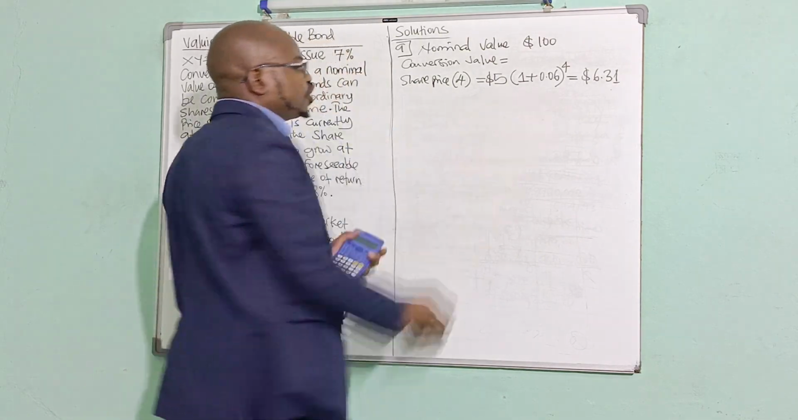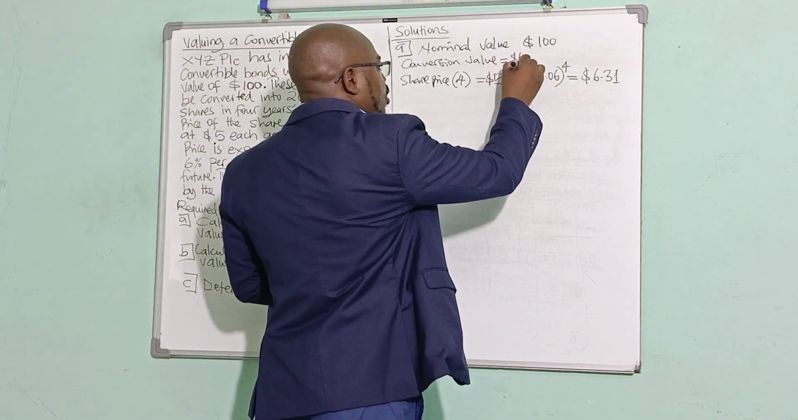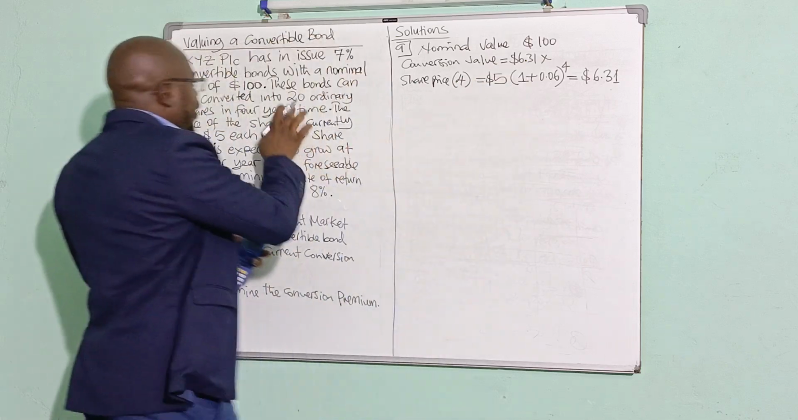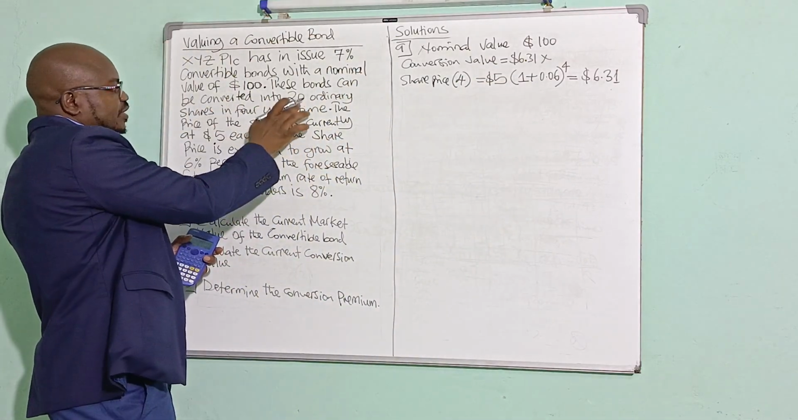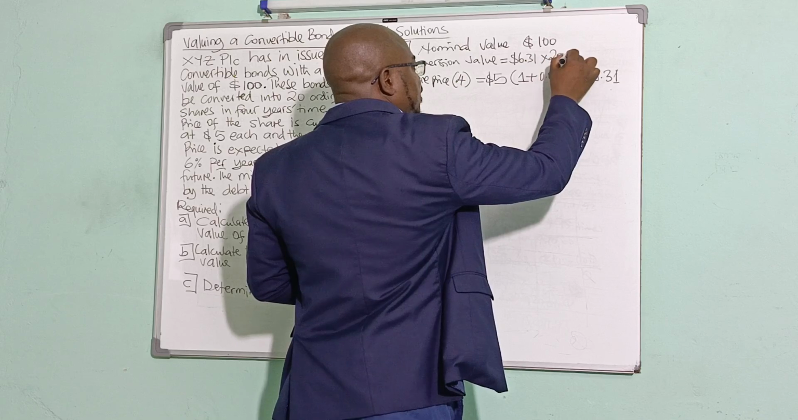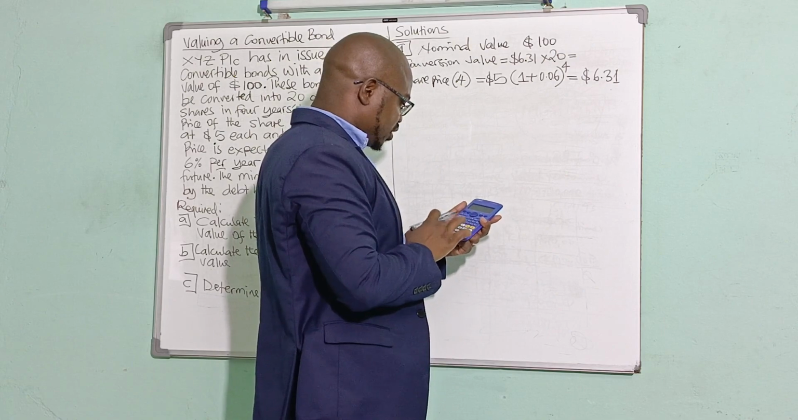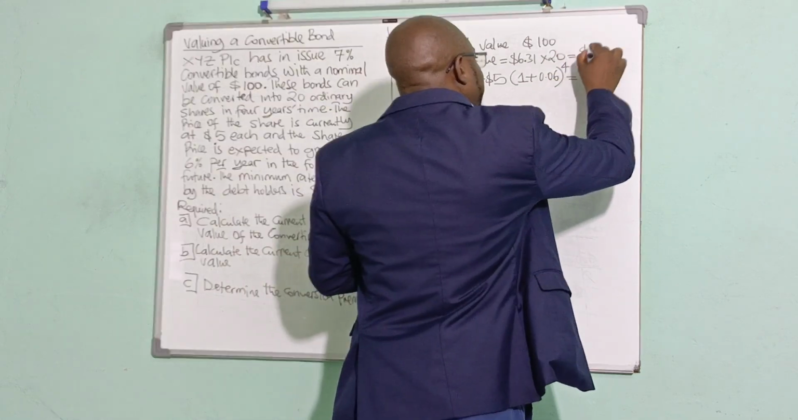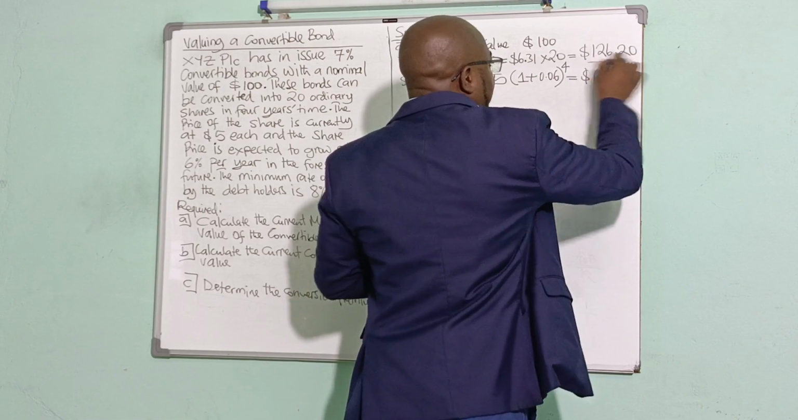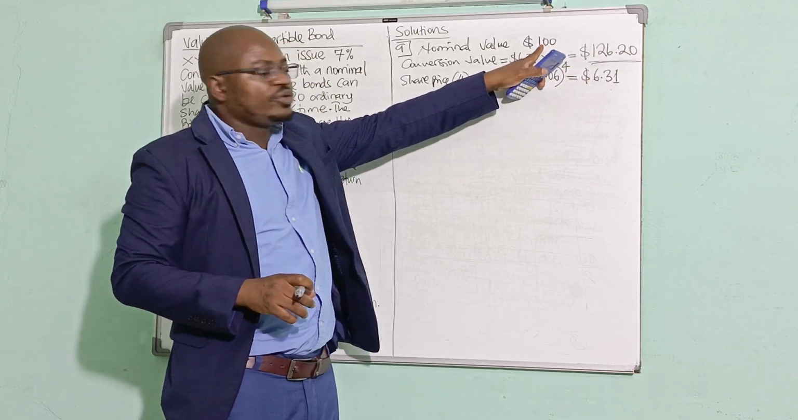So now we have the share price. So if we have the share price, we can get the share price here, which is $6.31 multiplied by the number of ordinary shares, which is, it will be converted into 20 ordinary shares. Per share will be that, multiplied by 20. 6.31 multiplied by 20 will give me 126.20.